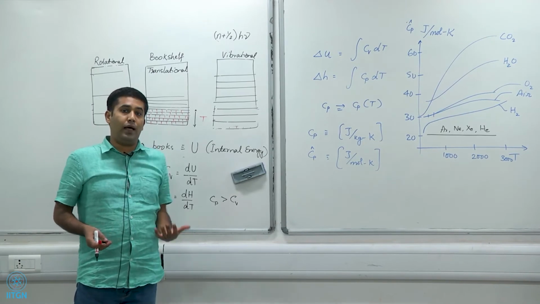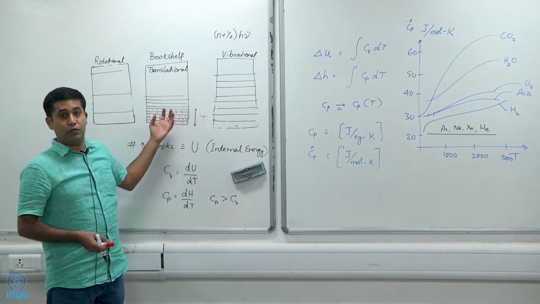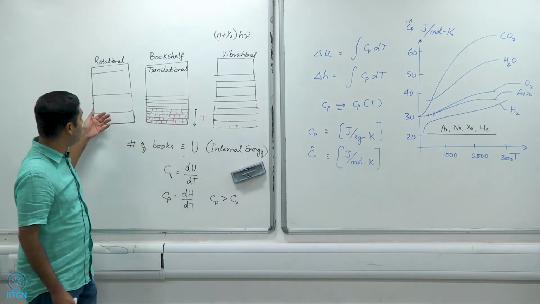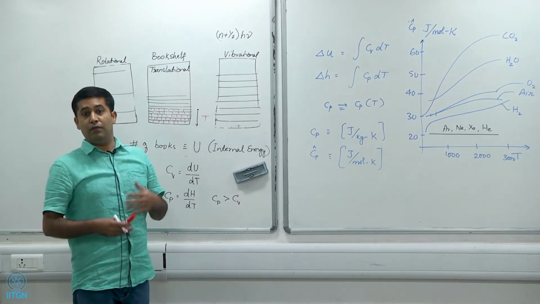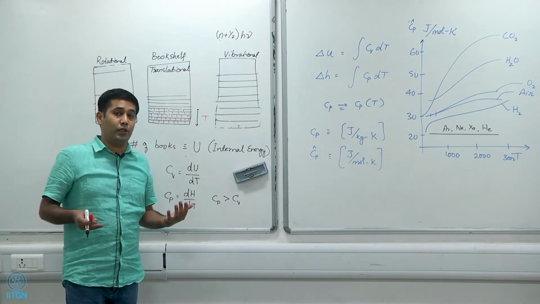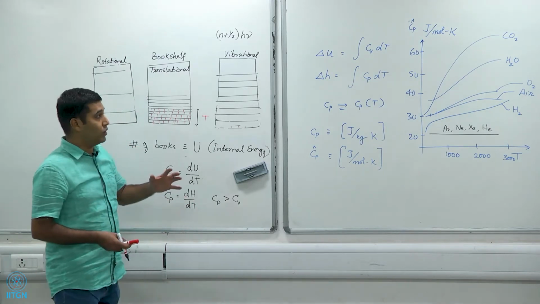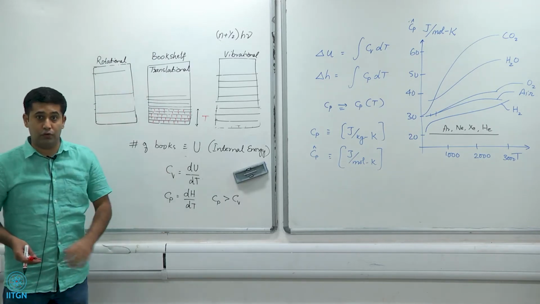And when you go to still higher temperatures, some of the rotational energy levels become available. And so, some of those books which I give you are going to be put into the rotational bookshelf, which then allows you to have even higher Cp values as you increase your temperature. And when you increase it further, you can also put energy into electronic energy levels. And so, you can imagine that's a fourth bookshelf, right, in addition to all these three bookshelves that you have.